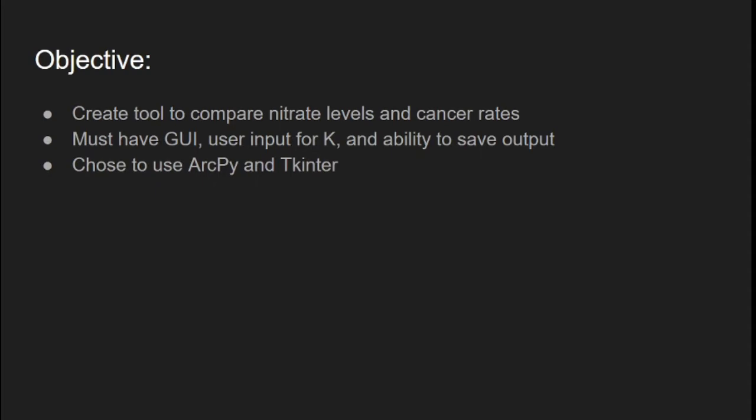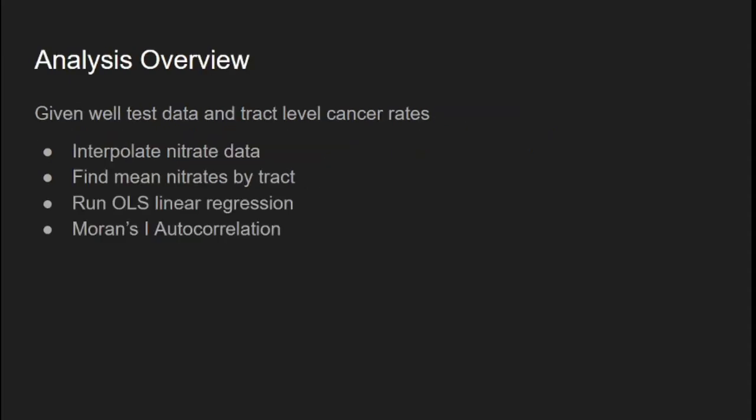The objective of the project was to create a tool that compares the groundwater nitrate levels with the cancer rates in Wisconsin at the tract level. The main requirements were that it needed to have a graphical user interface, the ability for the user to customize the k-value for interpolation, and the ability to save the output. I used ArcPy with ArcGIS Pro and tkinter to build this project.